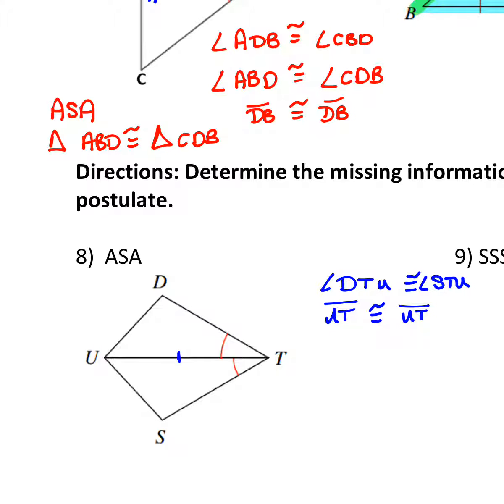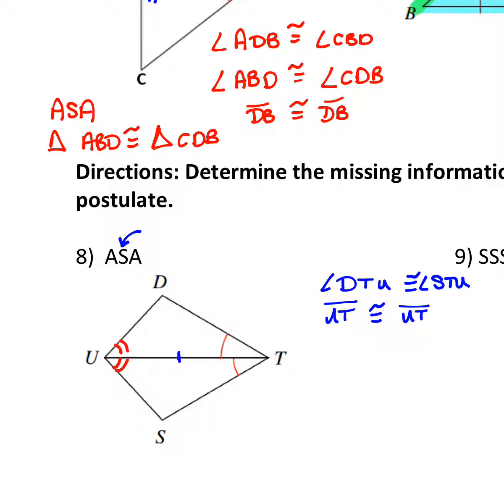So when I look at the image, I want it to be angle, side, angle, and my side is going to touch, if I look at the S in the equation, the S is going to touch both congruent angles. So the only way this works is to make angle DUT congruent to angle SUT. That is the only way to create angle, side, angle.